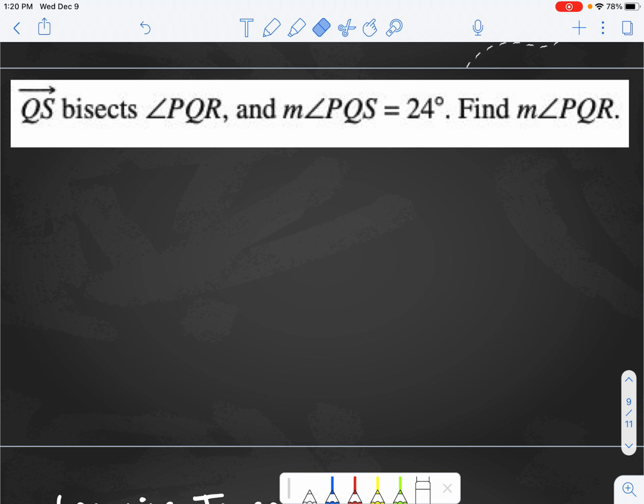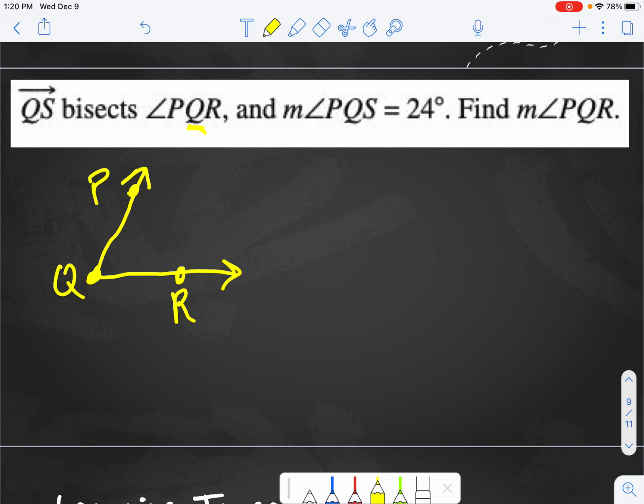So here's a problem that includes segment bisectors that you'll see one very similar to on your homework. QS bisects angle PQR. If on your homework I see these problems and I don't see drawings for them, that's going to look pretty suspicious, because there's no way that you'll be able to do these without drawing them out. So QS bisects PQR. Remember that middle has to be our vertex, Q. And QS bisects it. So QS splits it right in half.